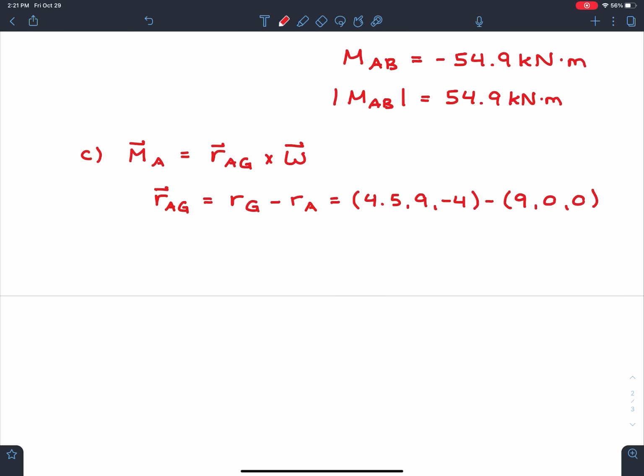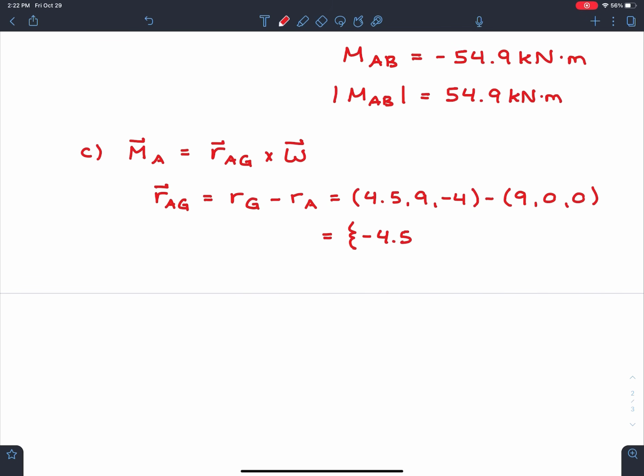You've impacted me. All right, so when you do all the math here, it's not too bad. 4.5 minus 9 is going to be negative 4.5, so we have negative 4.5 in the I direction, plus 9 in the J direction, and then finally negative 4 in the K direction. Just like that. And this is going to be units of, not kilonewtons, I'm an idiot, it's going to be units of meters, units of distance.